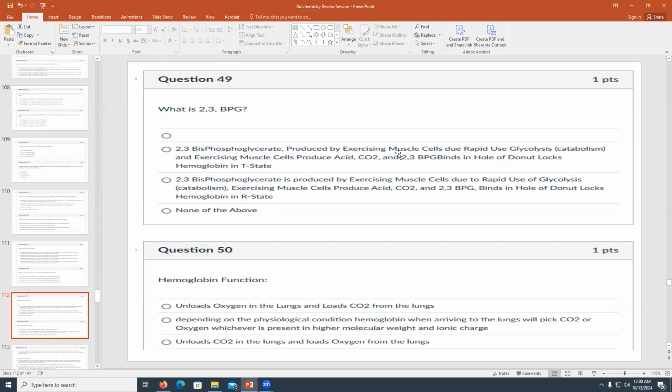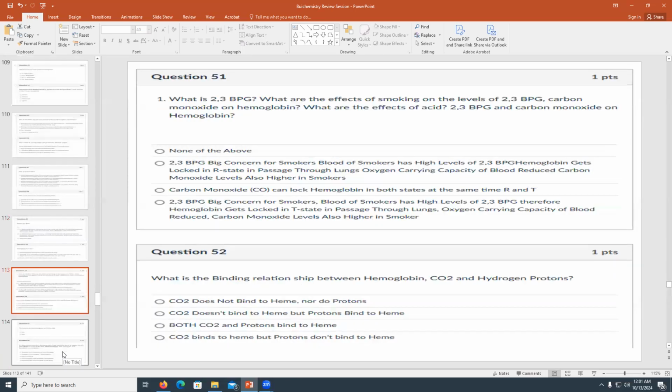that it has. That's why people who are smoking cigarettes have 2,3-BPG even in the lung, where hemoglobin is supposed to get oxygen. 2,3-BPG is going to lock it in the T state and prevent it from getting oxygen and becoming an R state. Hemoglobin function unloads oxygen in the tissues and loads carbon dioxide. What is 2,3-BPG? What are the effects of smoking on the levels of 2,3-BPG?